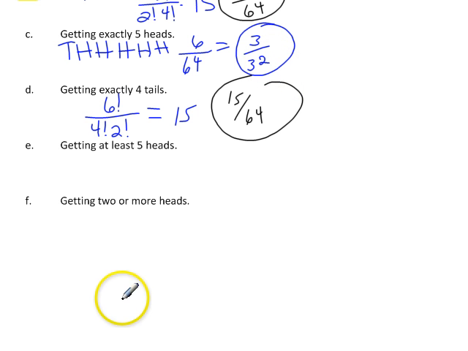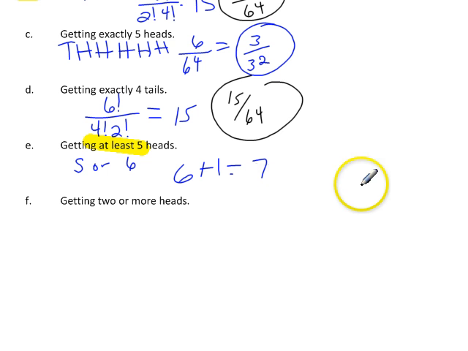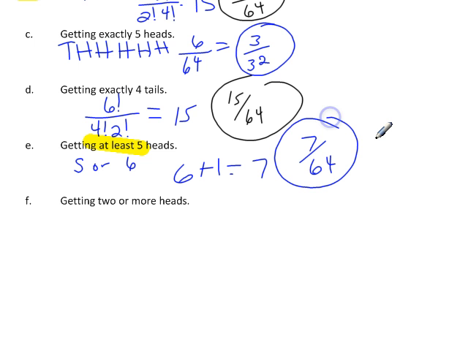The next one says getting at least 5 heads. Anytime it says at least, we've got to give a little extra thought to this one. So that could be 5 heads or 6 heads. Well, we just learned in C up here that there's 6 ways to get 5 heads, so there's 6 ways for that. 6 heads means all 6 coins would have to have a head. There's only one way for that to happen, so 6 ways plus 1 way is 7 total ways, so our probability for that is 7 out of 64.